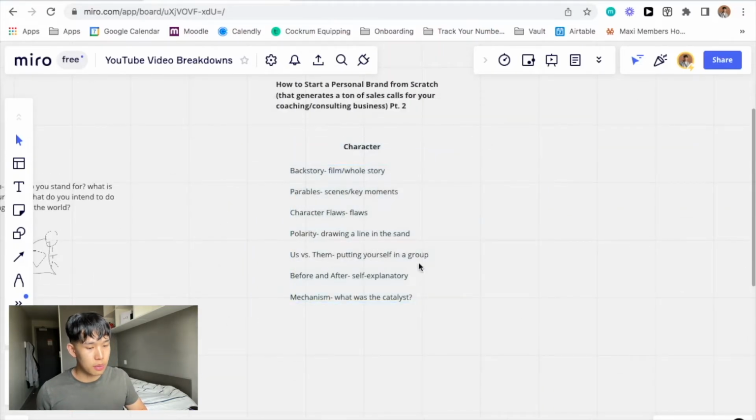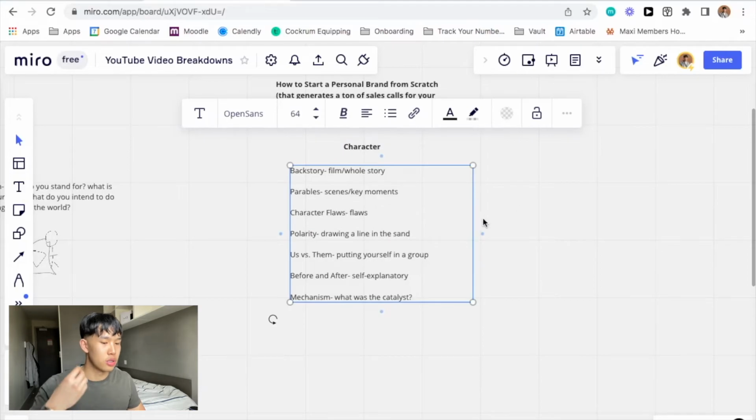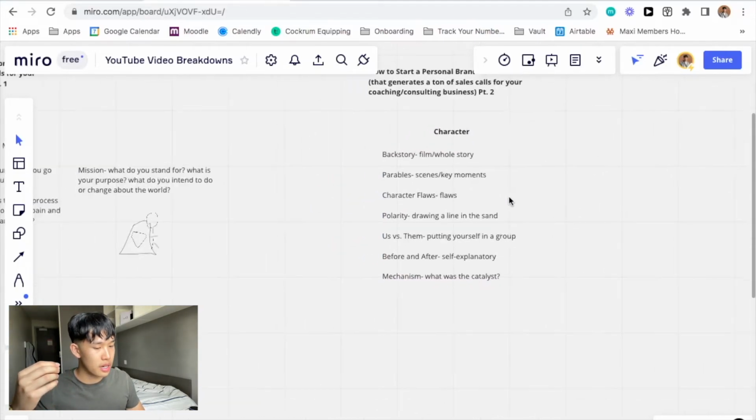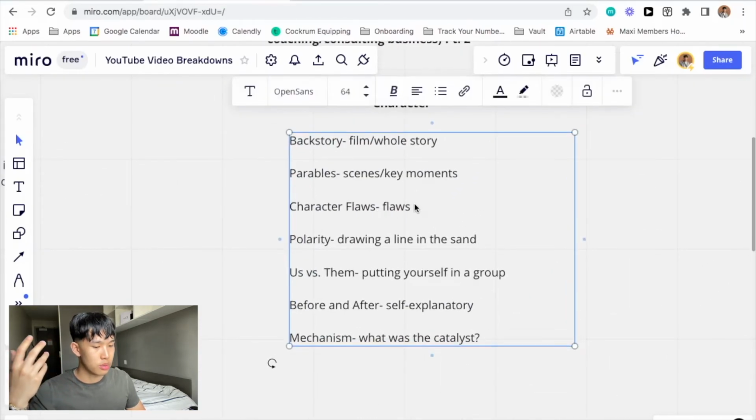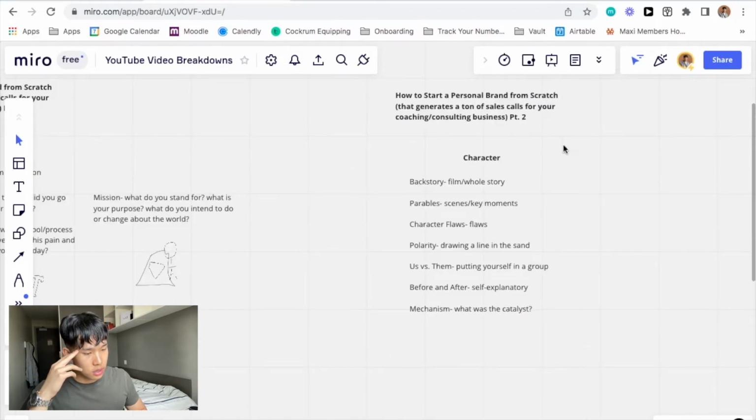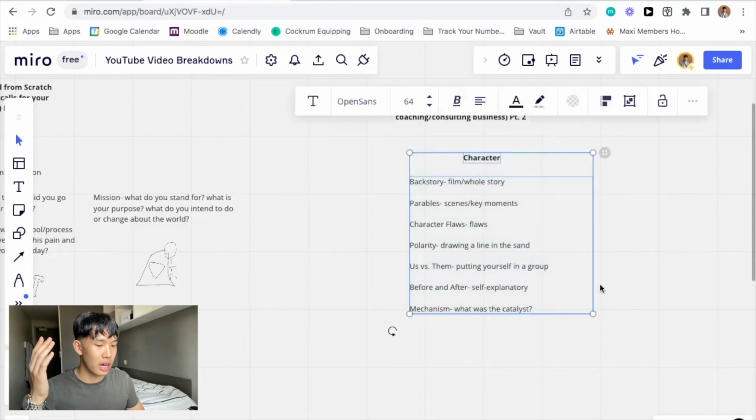Have these in place, spend a couple hours coming up with ideas for these, and then start implementing them into your marketing. Sprinkle them in. You don't have to force anything, just sprinkle them in. Maybe one day you just make an Instagram story about your backstory again, or you just show some before and after pics, or tell some stories or parables. That's the whole point, is just have the whole package. This is how you craft your ideal character.